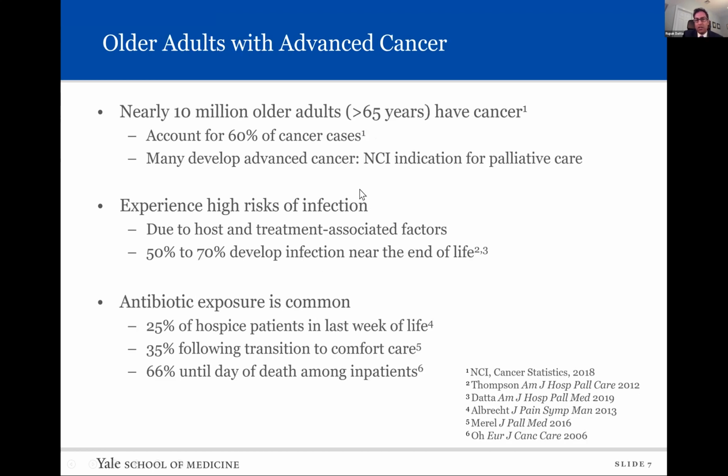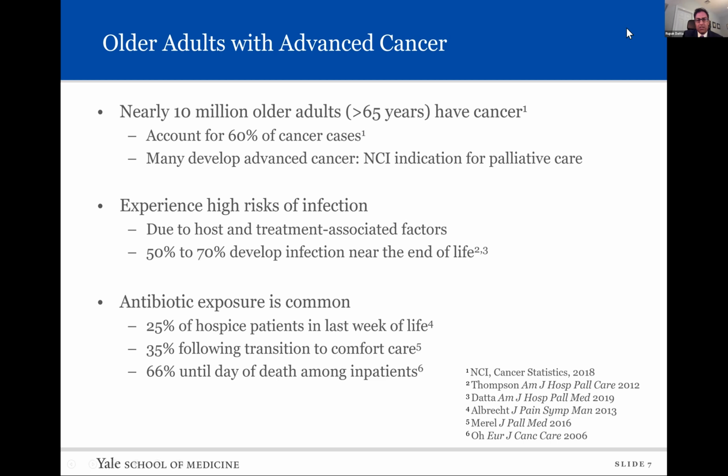So the literature on stewardship during end-of-life care has largely focused on 2 key populations. The first are those with advanced cancer, and the next are those with advanced dementia. I'll begin with just describing some of the data around antibiotic use and infections in those with advanced cancer.